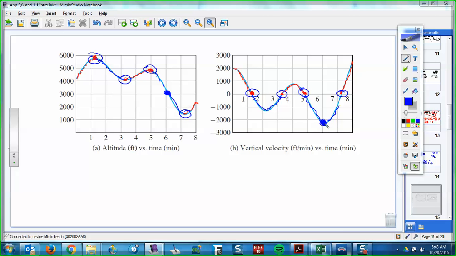The balloon's still going down because its velocity is like negative 2,000, negative 1,500, negative 1,000, negative 800, negative 700, negative 600. Still going down, but it's what? Slowing down. And right here, what's it doing? Stop, because it's zero, right? And of course here it's going down, down, down until right there it stops. Now it starts going back up.